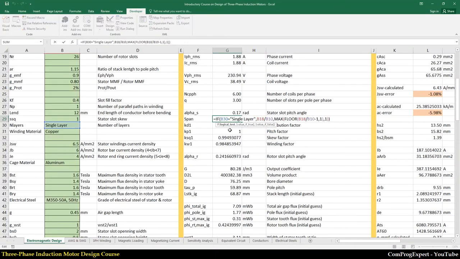I implemented this equation. I wrote if the value of number of layers is equal to single layer, so the value of coil span is equal NS divided by P. Otherwise, reduce that value by 1, okay? And for double layer windings, one slot short pitching is usually okay. But if you want to reduce the coil span lower, you can manually set this number. But by default, I implemented this equation. It's up to you, right? So let's set it equal to single layer, and the coil span is 9. So the value of distribution factor and pitch factor are calculated here.